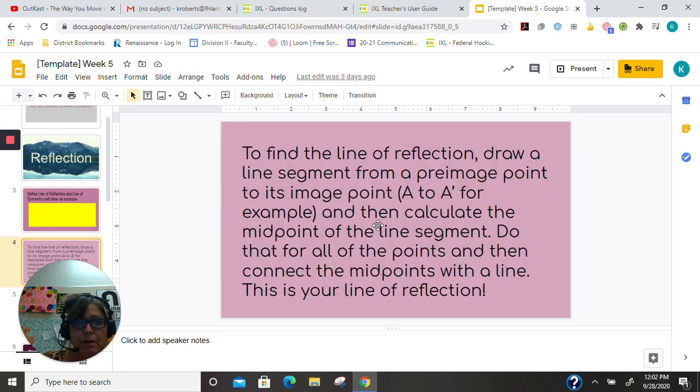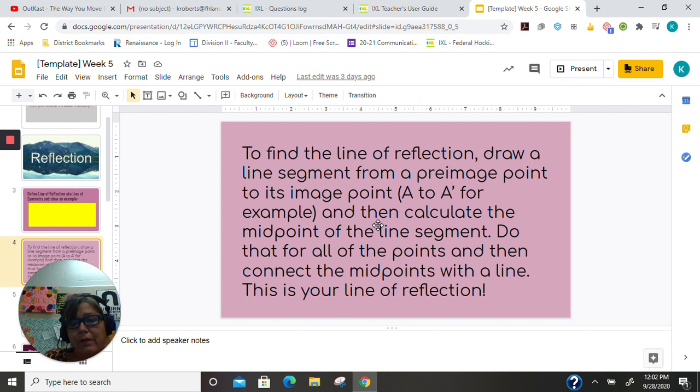All right, to find the line of reflection, draw a line from a pre-image point to its image point, or from the A to the A prime. So if you have a triangle labeled ABC, and you have its image, which is triangle A prime, B prime, C prime, you would draw a line from the A in the first triangle to the A prime in the second triangle, and that's what that's talking about.